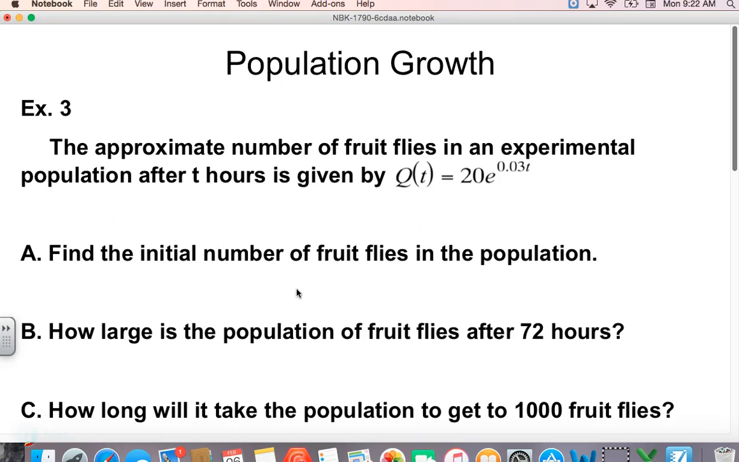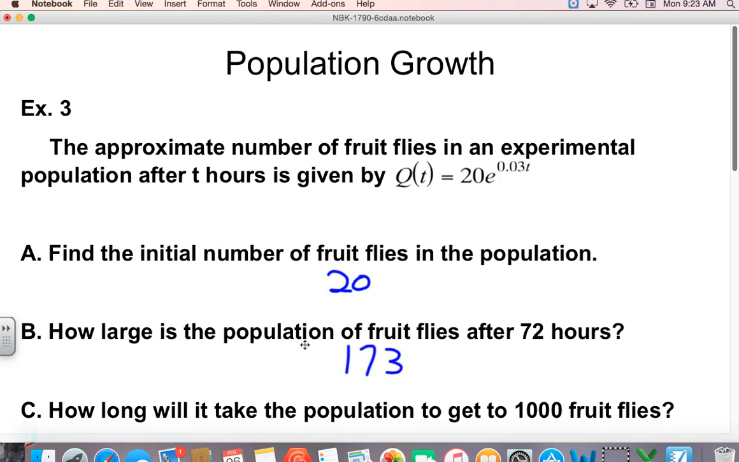How large is it after 72 hours? So we would need to scroll down to where t is 72, because t is given in hours. So we would maybe make it count by tens or something, scroll down to 70, and then start making it count by ones again. So 72, you should have about 173 fruit flies after 72 hours. Okay, so your initial is 20. Then you've got 173 after 72 hours.